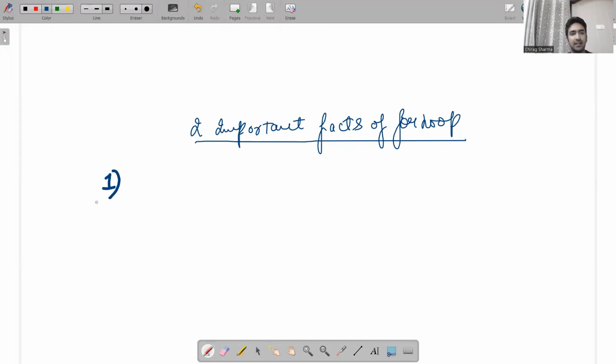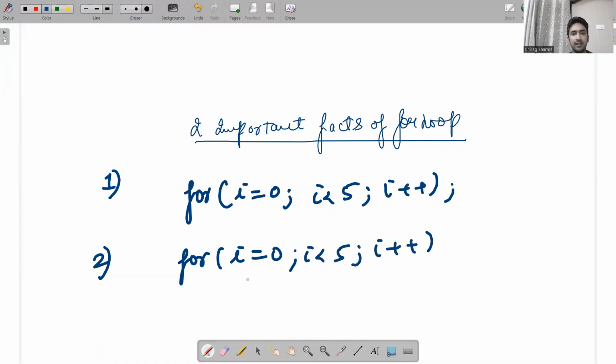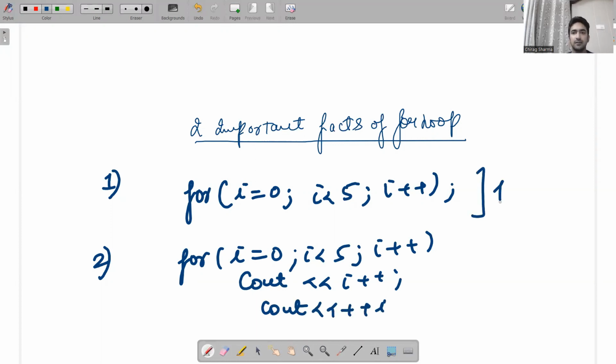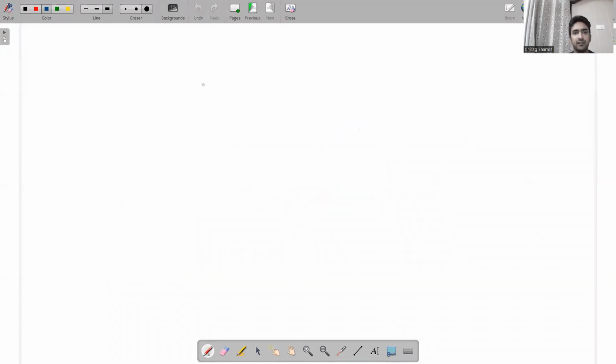The first important fact is that we have a statement given as for i equals 0, i less than 5, i plus plus. Then there is a semicolon. This is the first major fact that I will discuss. And the second major fact is for i equals 0, i less than 5, i plus plus, and there are two statements written after. So I'll go with my very first fact.